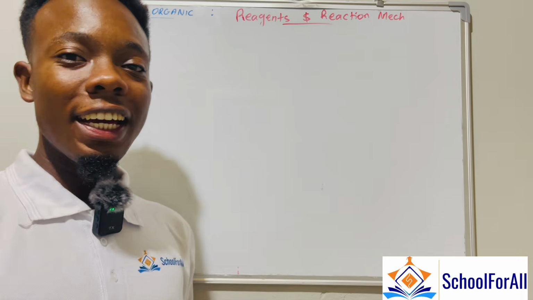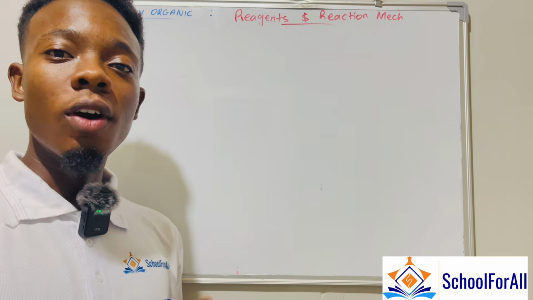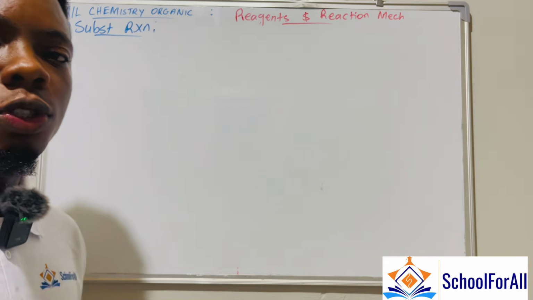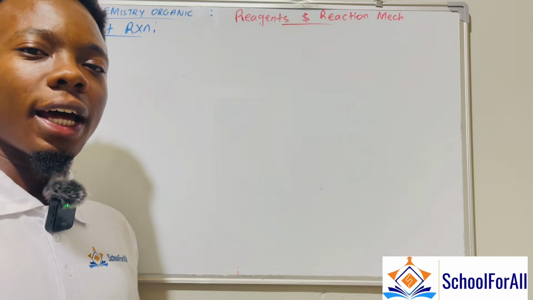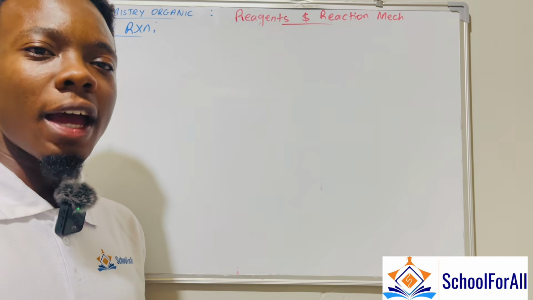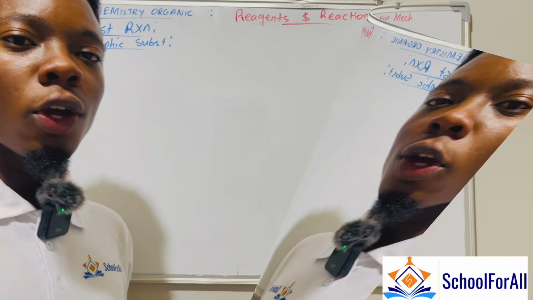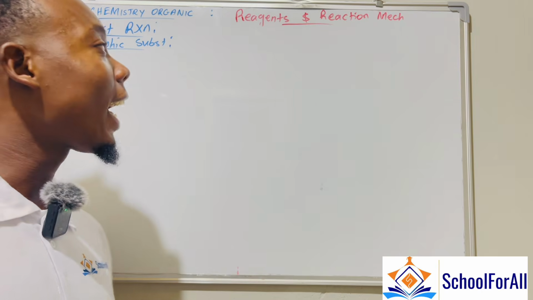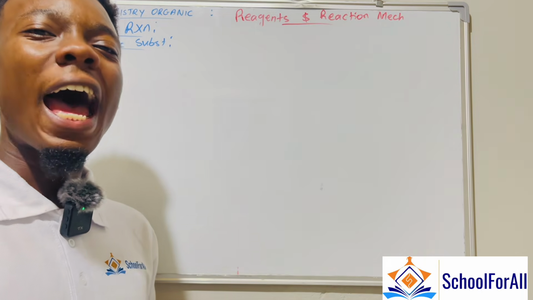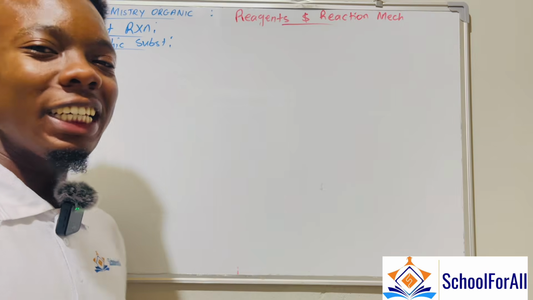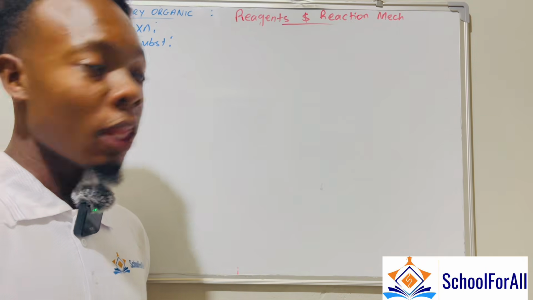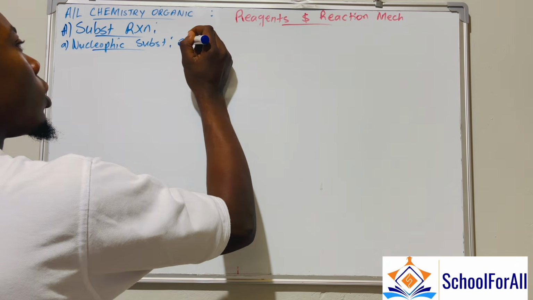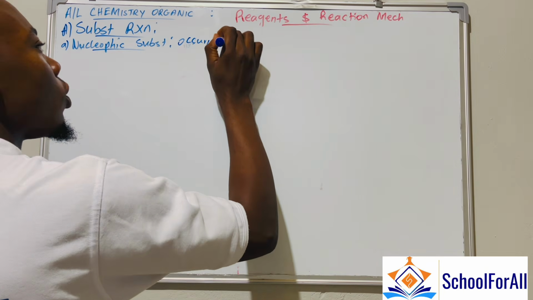Now, let us enter into the different types of organic reactions and their mechanisms. So what is a substitution reaction? It is simply a reaction in which an atom or group of atoms is replaced by another atom or group of atoms. Nucleophilic substitution reactions are reactions in which an atom or group of atoms is replaced by an electron-rich species. Now, this nucleophilic substitution reaction occurs for haloalkanes.